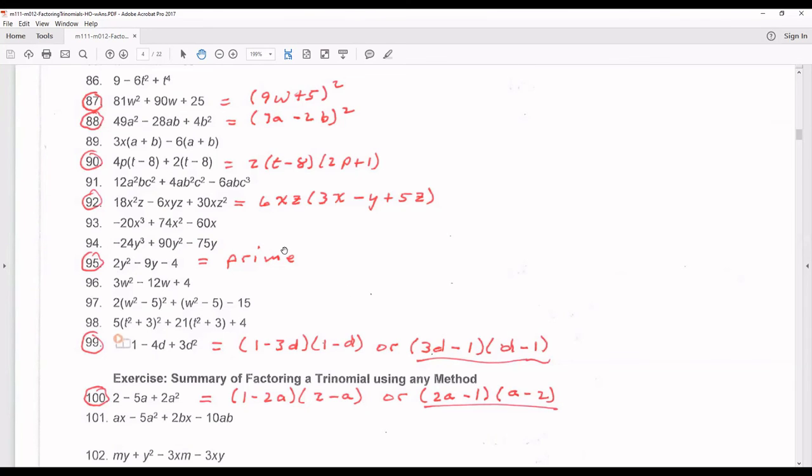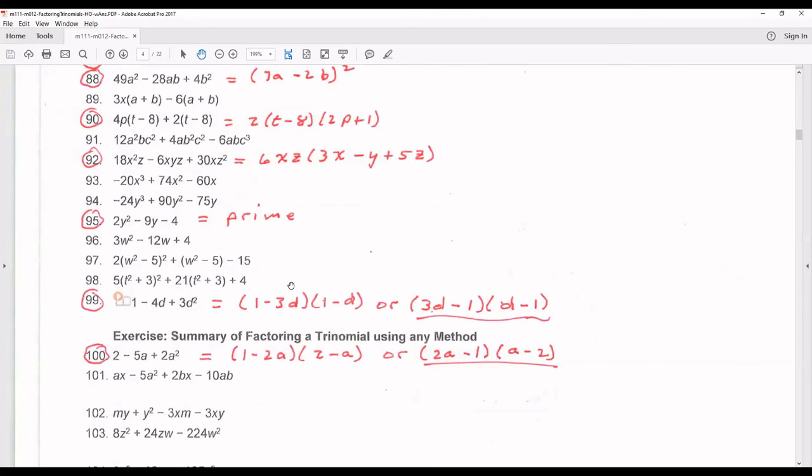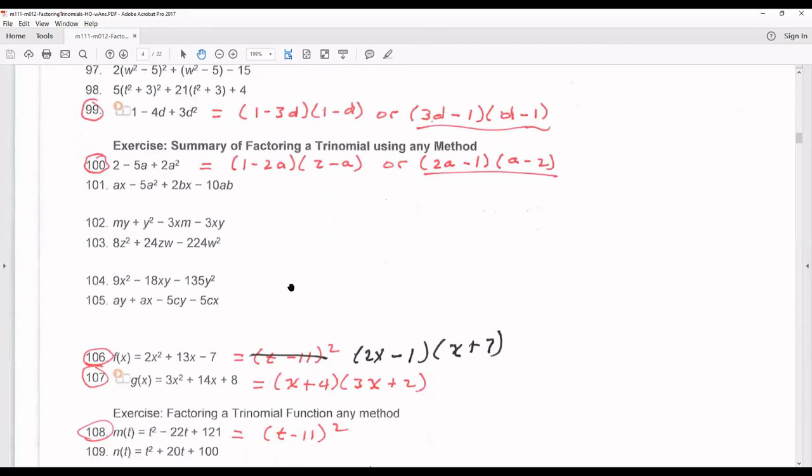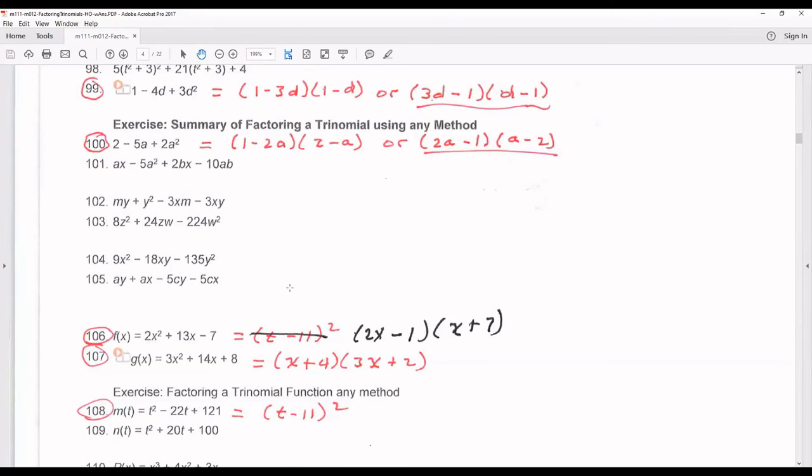Number 92. As I look at this thing, 6xz will go out of all three of these terms. So I pull it out, and here's the remainder, and there's nothing we can do with that. Number 95 is prime. We could solve it by the quadratic formula, but it doesn't ask us to do this. This is strictly a factoring handout.